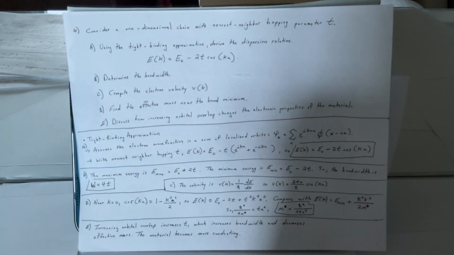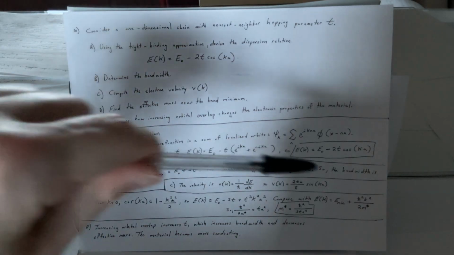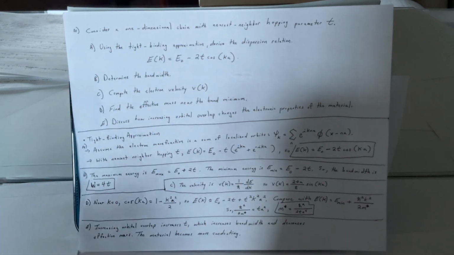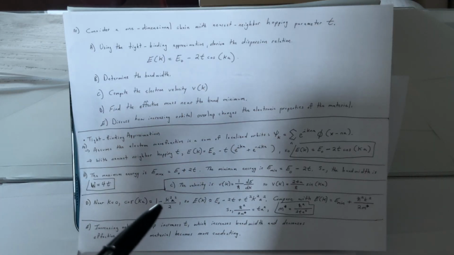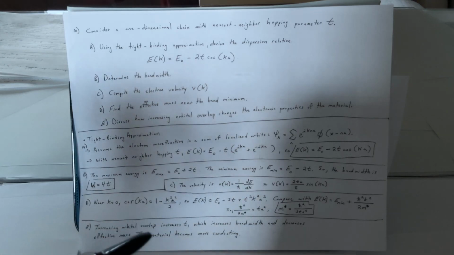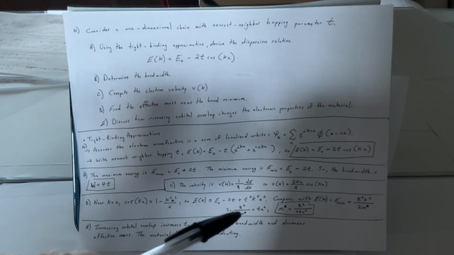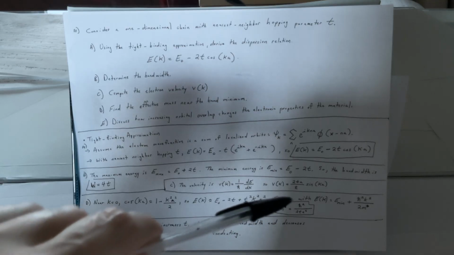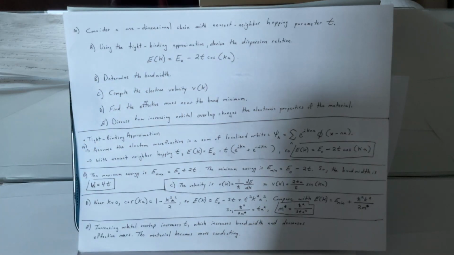C, the velocity is v of k equals 1 over h bar times dE over dk, so v of k has to equal this. Near k equals 0, cosine of ka equals 1 minus k squared a squared over 2, and E of k equals this expression. So h bar squared over 2m star equals t a squared. We compare with E of k equals E sub min plus h bar squared k squared over 2m star, and m star is h bar squared over 2 t a squared.